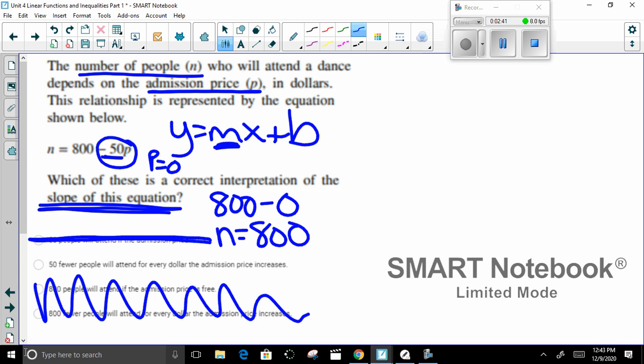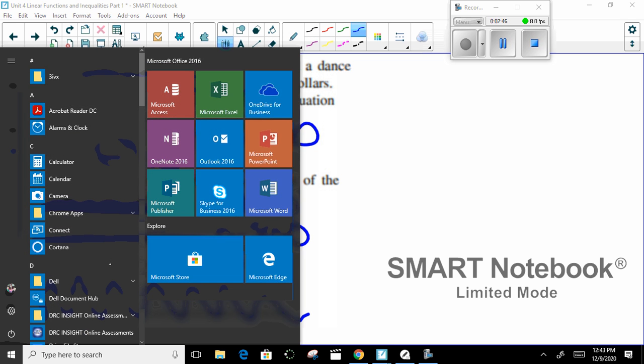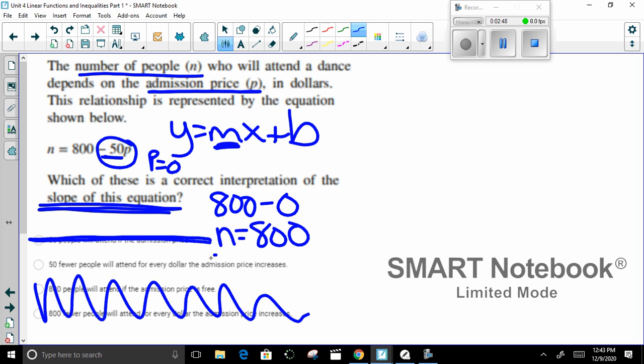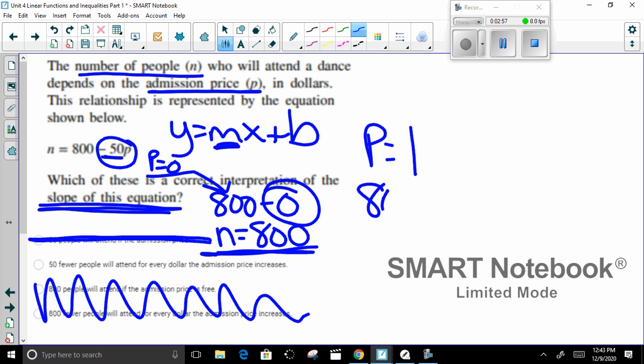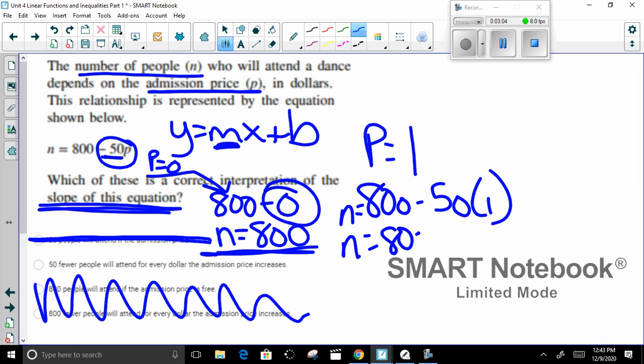50 fewer people will attend for every dollar the admission price increases. So let's say I know that if the admission price is 0, 800 people would attend. Okay. What about if I put the price as 1? That would be 800 minus 50 times 1, which is what? 800 minus 50? And 800 minus 50 is 750. So the number of people who would attend if it was $1 would be 750.